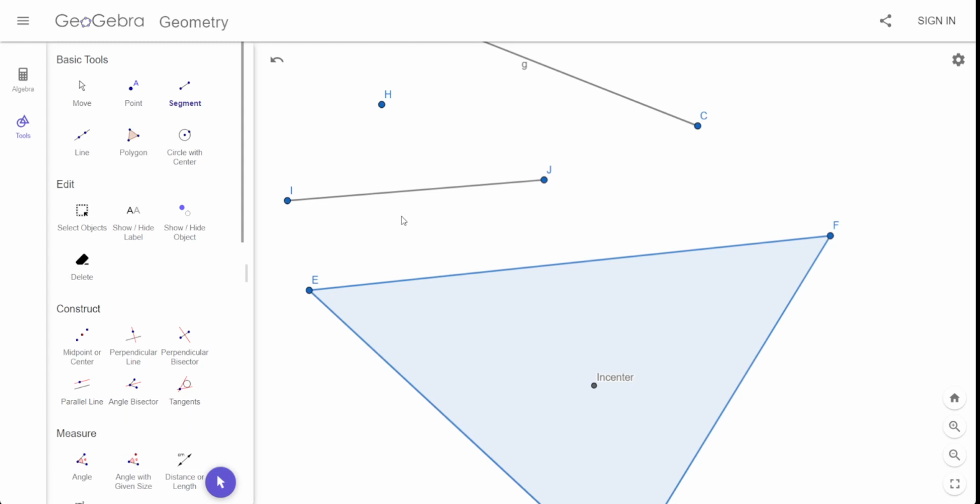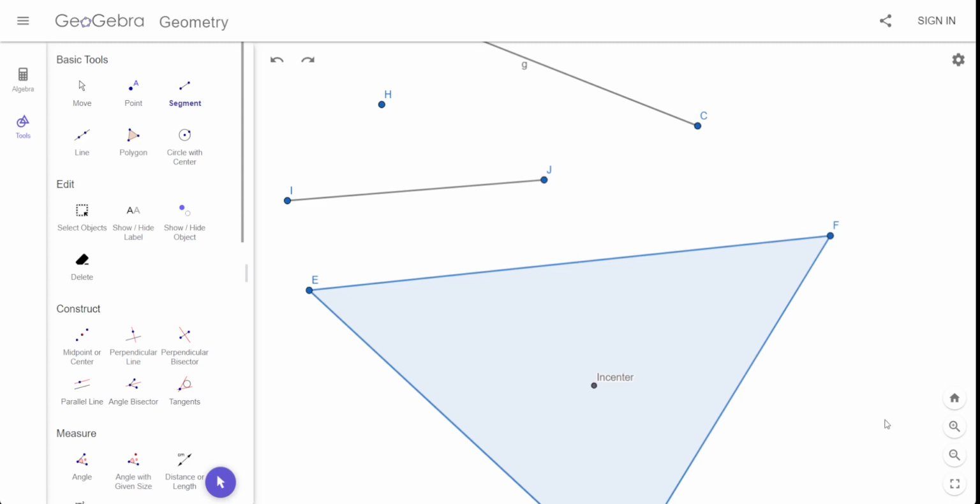So when I say, what is the distance from the incenter to EF? What would it be? It would be from here, where? Would it be to there? Would it be to there? Would it be to there? Where would it be? Perpendicular to it, okay? That's really important to understand.